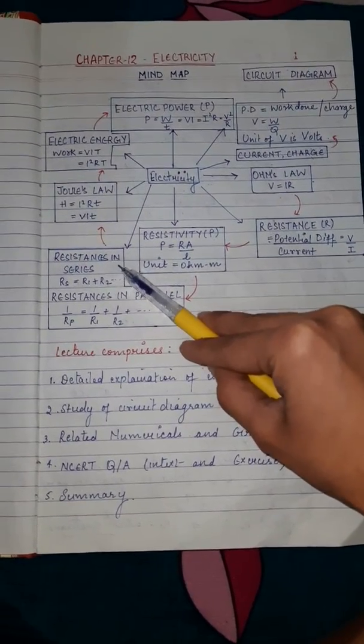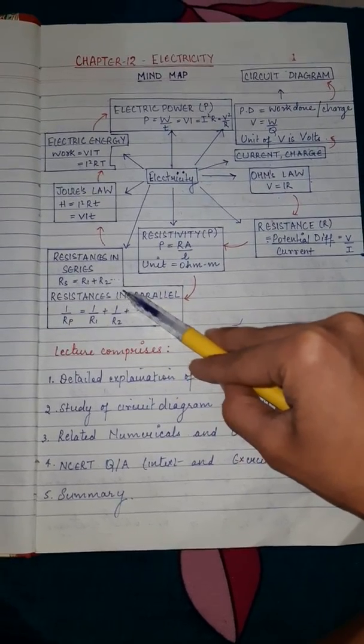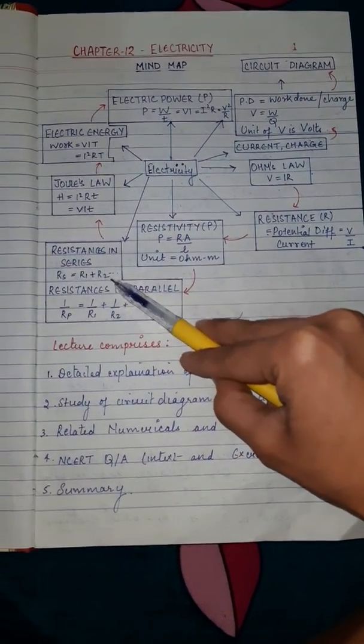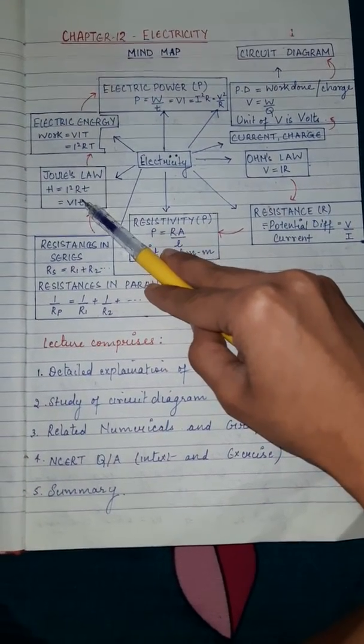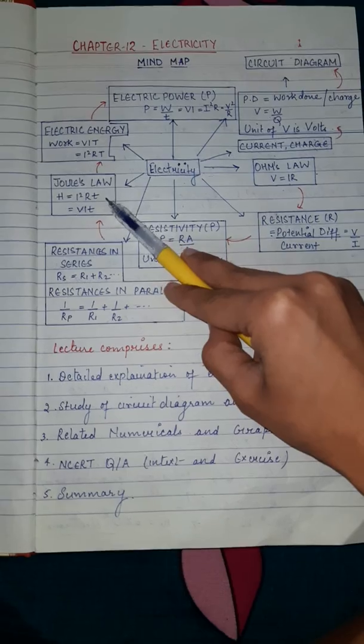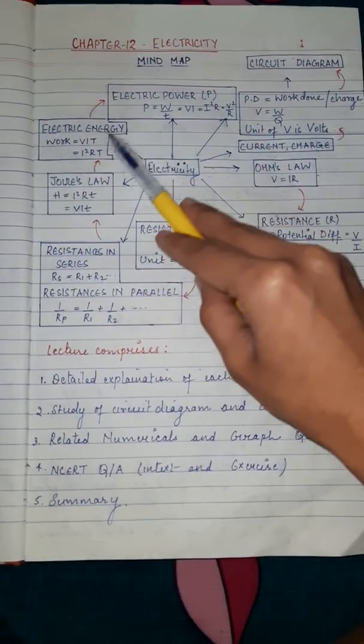Next, we have the resistances in series and in parallel combination, which is very important from the examination point of view. The next topic is Joule's Law of Heating, which is the heating effect of electric current, and it is given by this formula, which we will come to later.